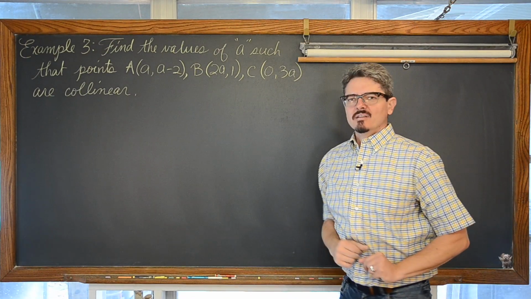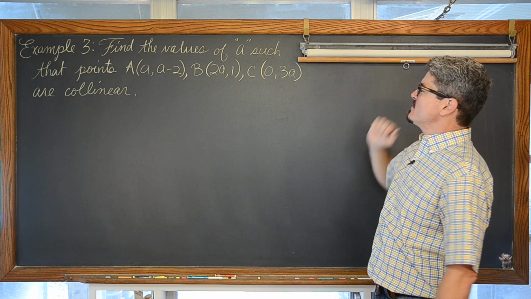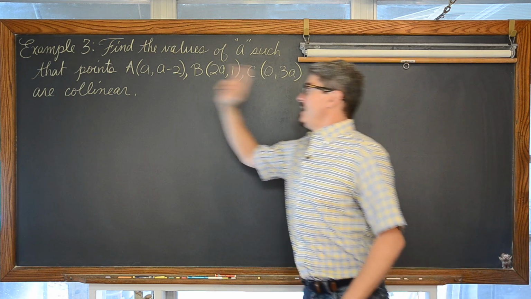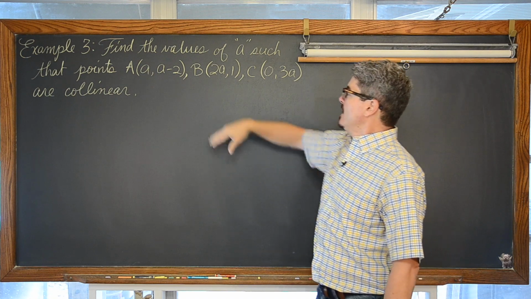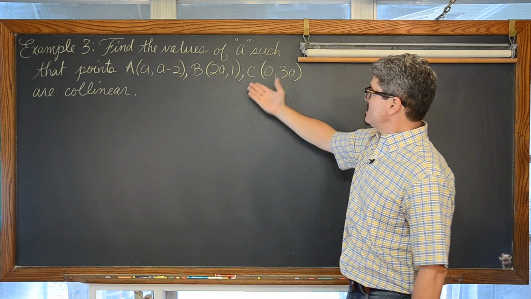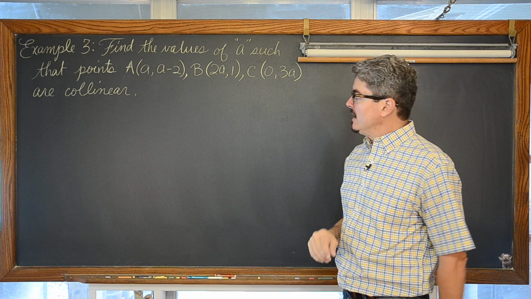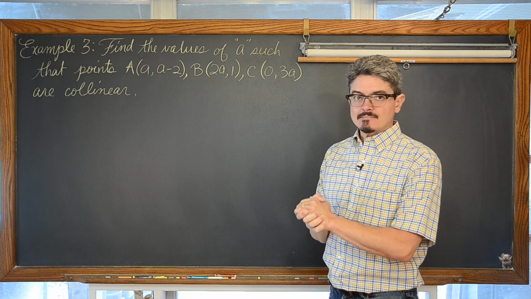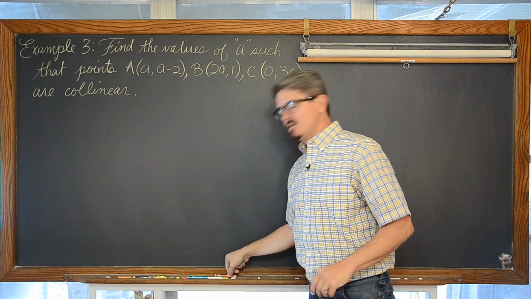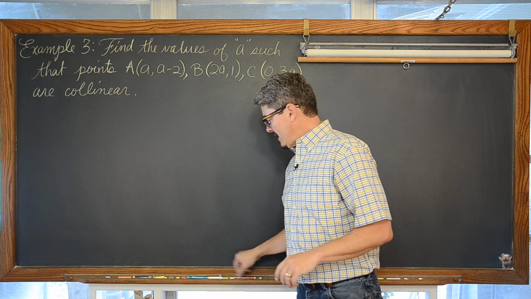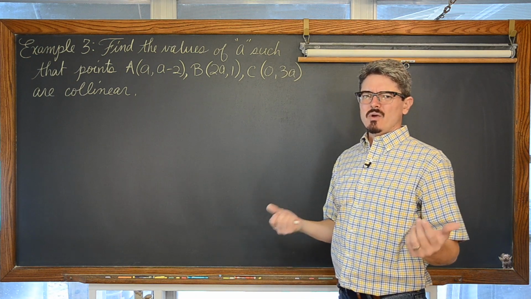It's the last example. Find the values of A such that the points A, which has the coordinates of (a, a-2), B, which is (2a, 1), and C, which is (0, 3a), are collinear. Okay, so here we're stepping up in difficulty. Obviously, everything's written in variables. And does that change the way we do the problem?